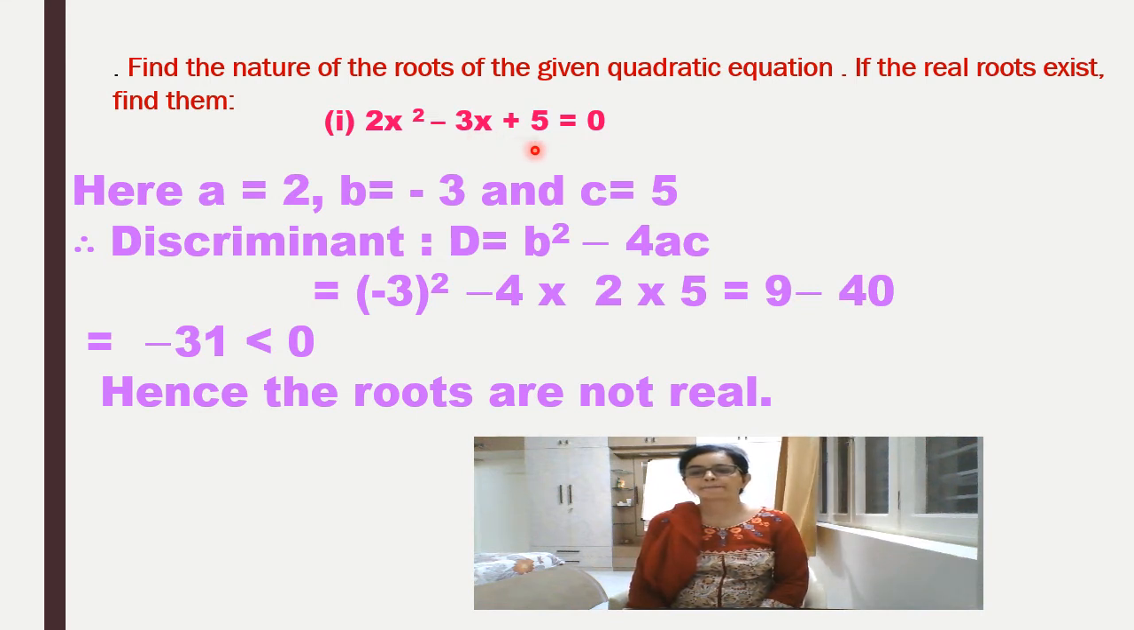which is c. Now let us move to the formula of discriminant, which is b squared minus 4ac. Replacing b, a and c with their values, what do we get? We get minus 3 squared, which is b squared, and that is equal to 9, minus 4 into 2 into 5, that is minus 40, and that is equal to minus 31.